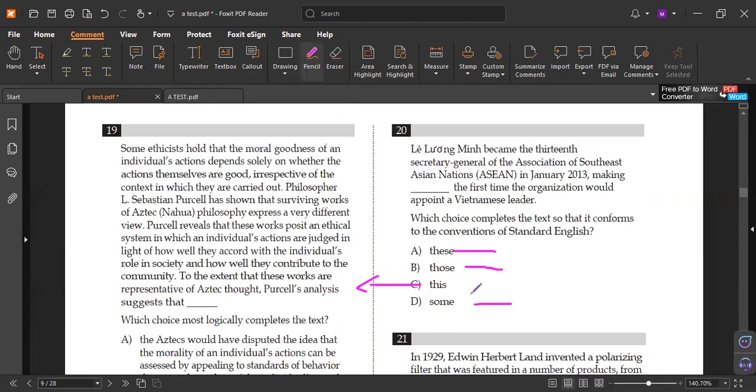Number one, what are we looking for? Pronouns. Blah, blah, blah, became the 13th Secretary General, in making what? Verb. Making what? The first time the organization would hire a Vietnamese leader. So making this situation, making this general fact. So we're talking about something mentioned before. So "this" here refers to the general situation before, the entire situation. So it is singular.